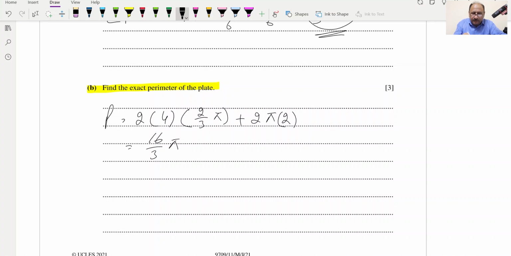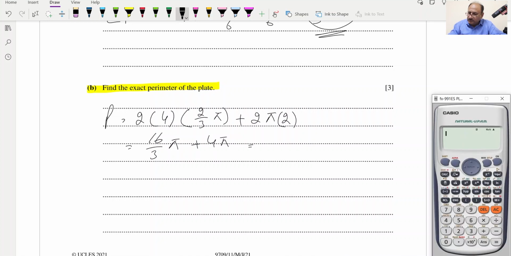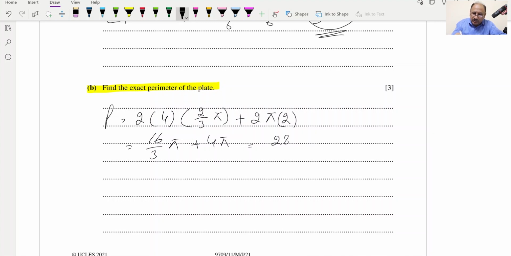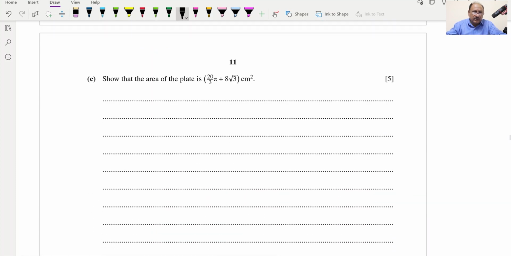16 by 3 pi, plus this will be 4 pi, and we can add this one, it will be 16 over 3 plus 4, equal to 28 by 3, and pi we can take common, so this will be the answer, basically the perimeter of the plate. Now part C, show that the area of the plate is this one.